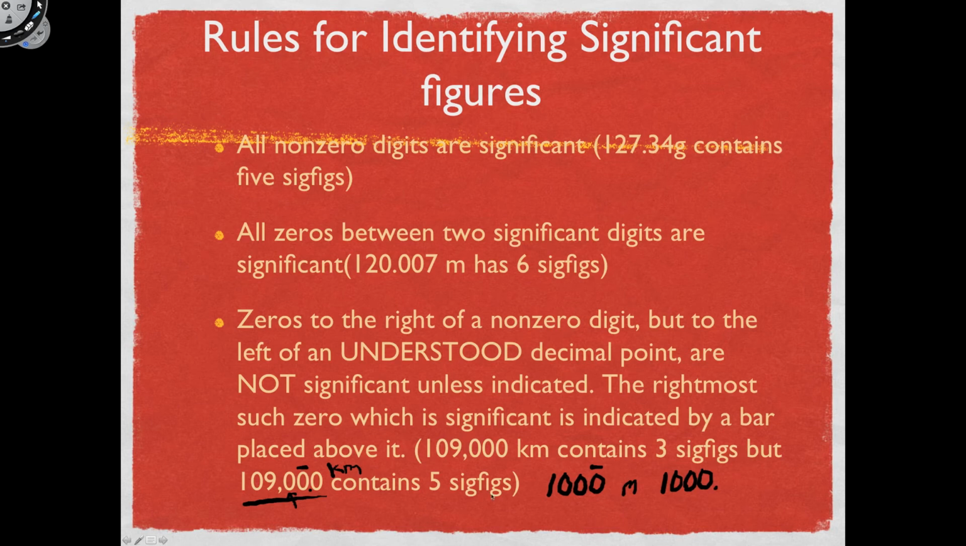So this measurement has 4, and this measurement has 4. Because according to this measurement, this 0 was a certain digit, and this 0 was the guess. So how do I show that it's the guess digit? In other words, how do I show that it's a significant figure? I put a line over it. I put a decimal there. So either one of these is acceptable to show 4 sig figs.